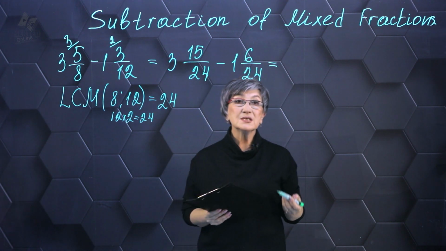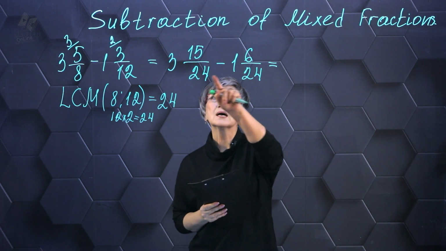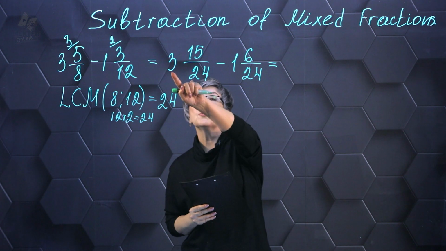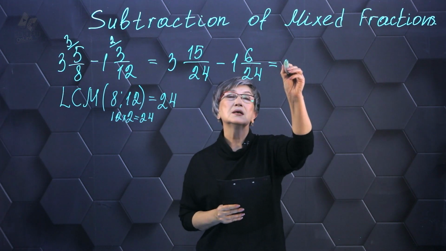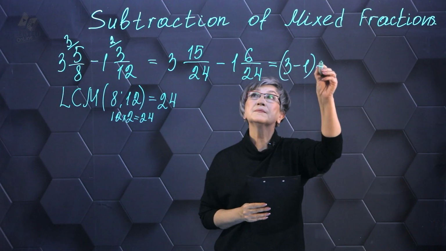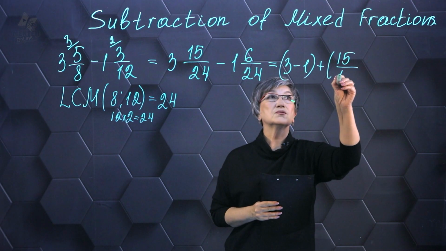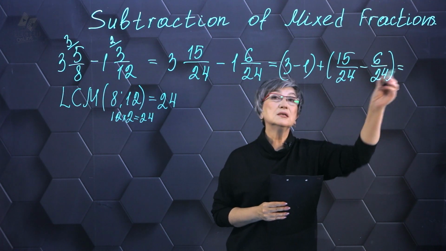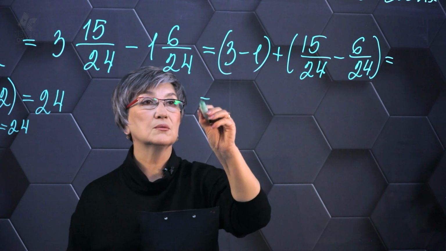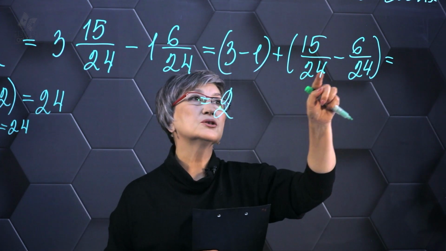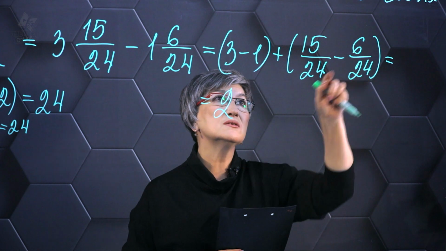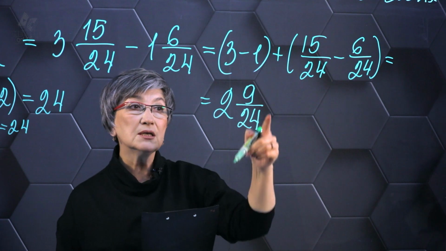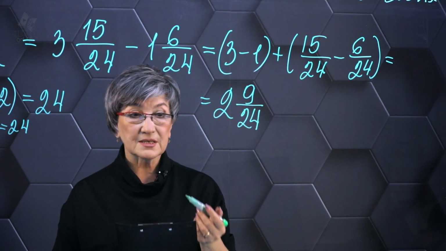The result is two mixed numbers with the same denominators. Now I can subtract: from 3 I subtract 1, 3 minus 1, and 15/24 minus 6/24. All that's left is to count. 3 minus 1 would be 2, and 15/24 minus 6/24 would be 9/24. And as a result, we have this answer, 2 9/24.